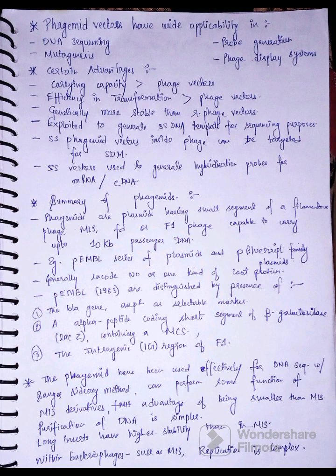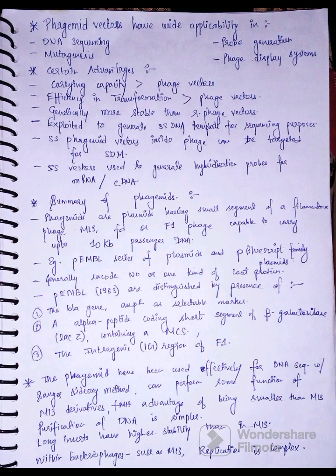Now we will talk about a summary of phagemids. Phagemid vectors are plasmids having a small segment of a filamentous phage M13. It can be fd or f1 phage, right? Capable of carrying up to 10 kilobase pairs of passenger DNA or insert DNA. We saw examples: the pEMBL series of plasmids and the pBluescript family of plasmids. There are many examples of phagemids.